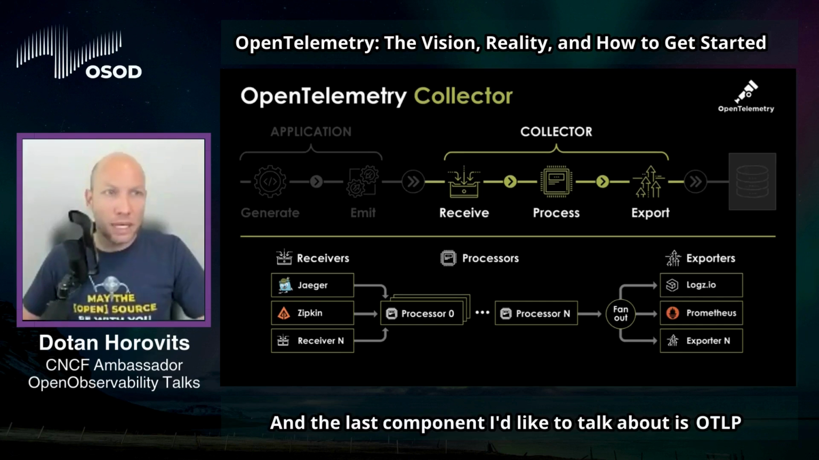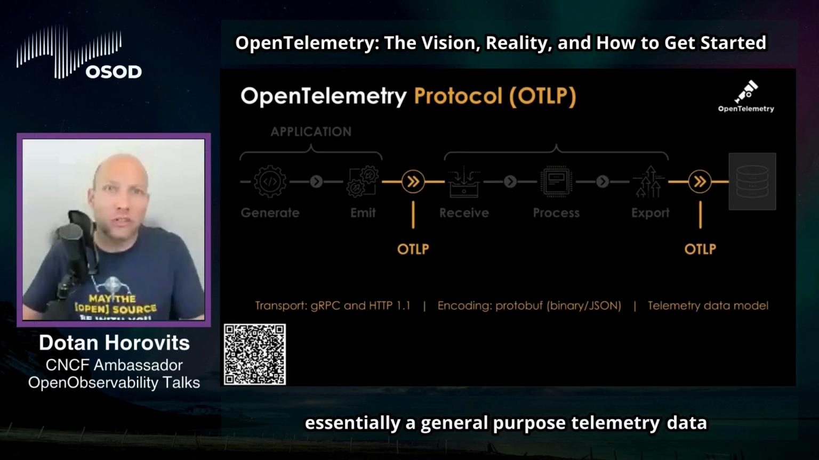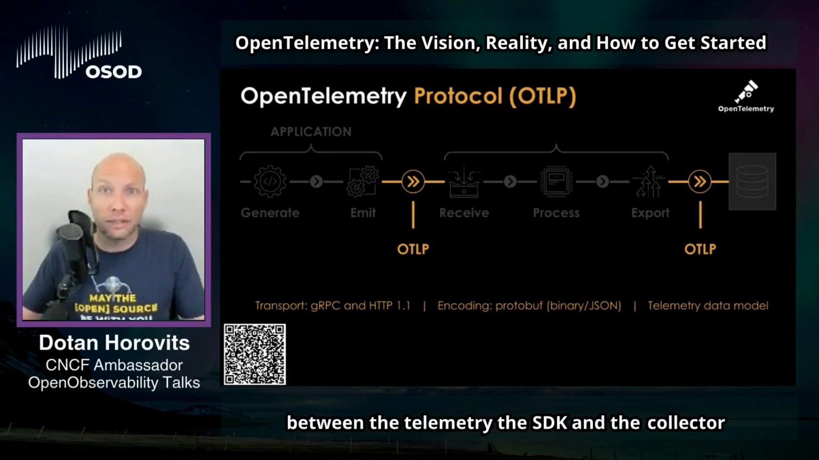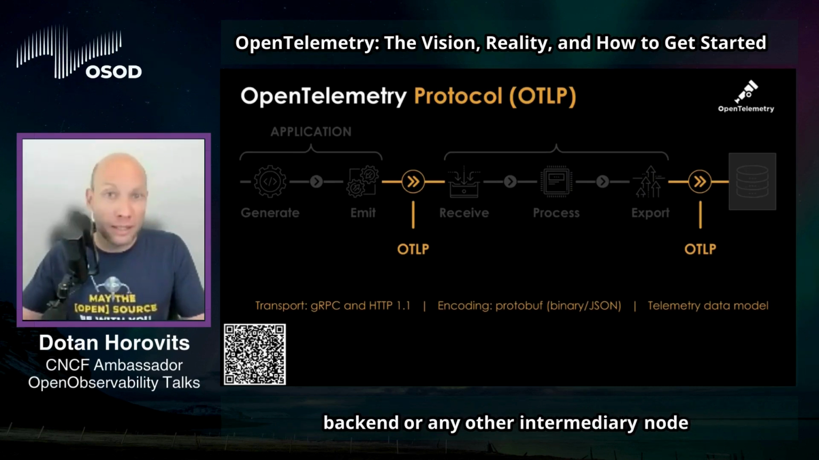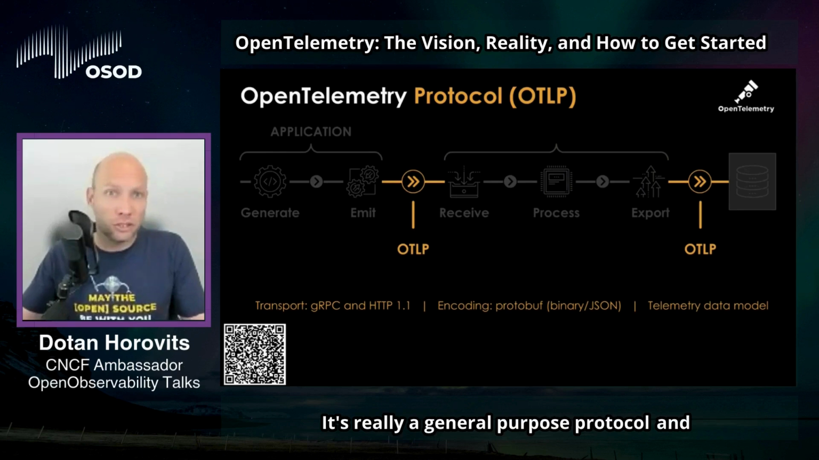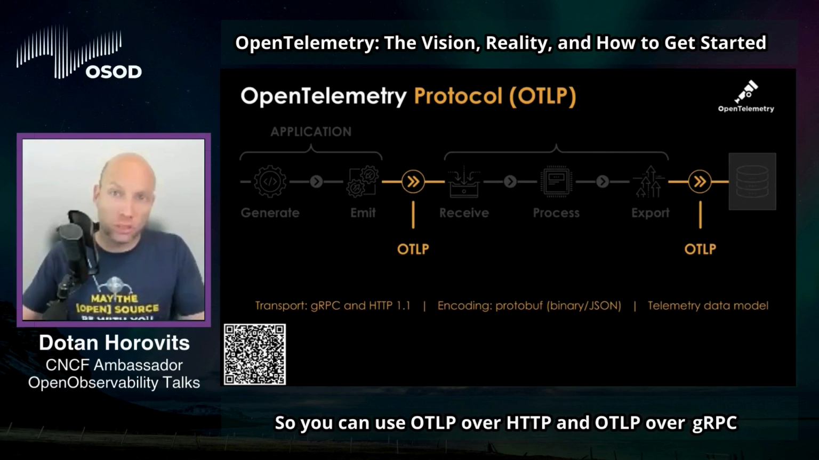And the last component I'd like to talk about is OTLP, which is the OpenTelemetry protocol, which is essentially a general purpose telemetry data delivery protocol. You can use it, as you can see in the diagram, between the SDK and the collector. It could be used between the collector and the backend or any other intermediary node. It's really a general purpose protocol for request-response style client-server communications. As you can see here, it's implemented over gRPC and HTTP 1.1 transport. So you can use OTLP over HTTP and OTLP over gRPC.